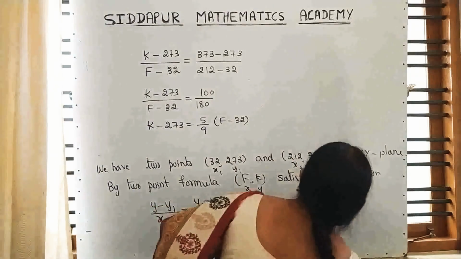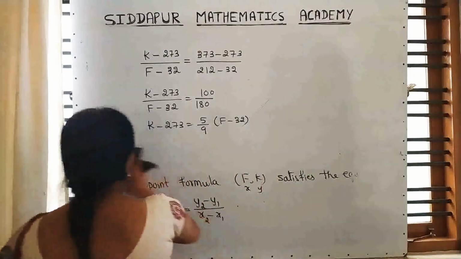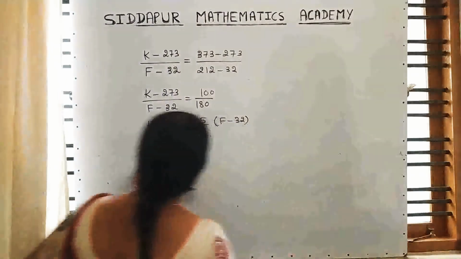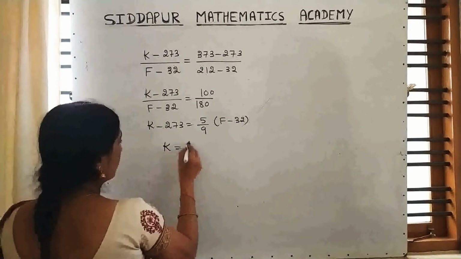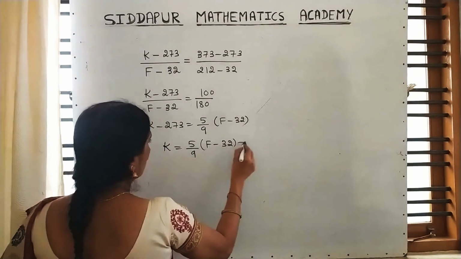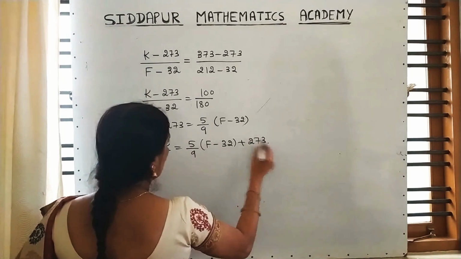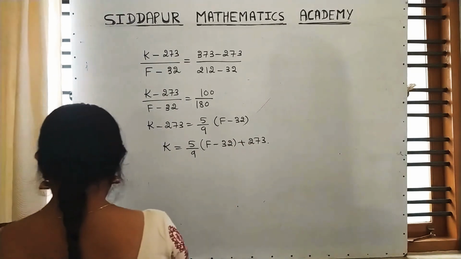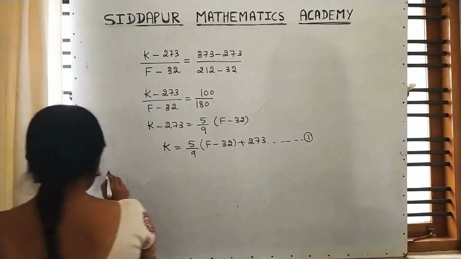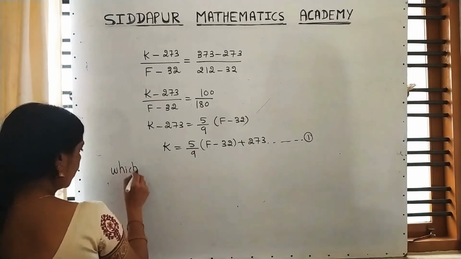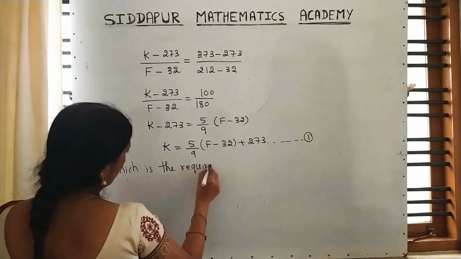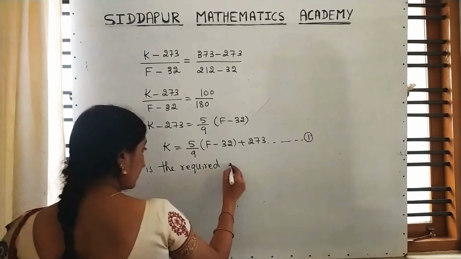We have to express K in terms of F. Then how will you write? K is equal to 5 upon 9 into F minus 32 plus 273, which is the required relation, K in terms of F.